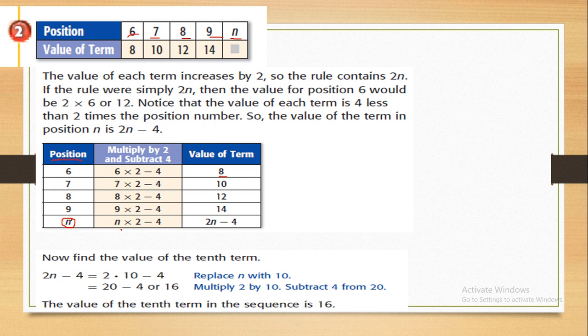So if we want to find the value of the 10th term, we will cancel n and put 10 instead of it. So it will be 2 times 10 minus 4. 2 times 10 is 20, minus 4 gives us 16. So the value of the 10th term here is 16. Okay, habibi?